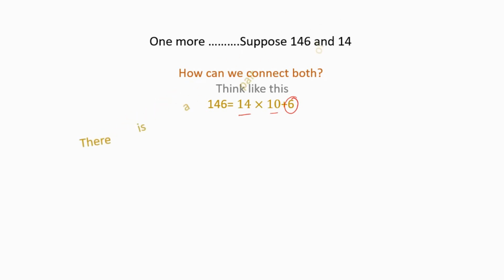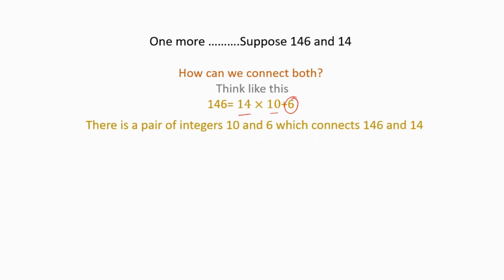Suppose 146 and 14 have been taken. Now how can we connect these? You can do 146 is equal to 14 tens, because you have to use 14 here, 14 tens plus 6. This 6 is clearly less than 14. That's what we have to understand, this particular syntax.